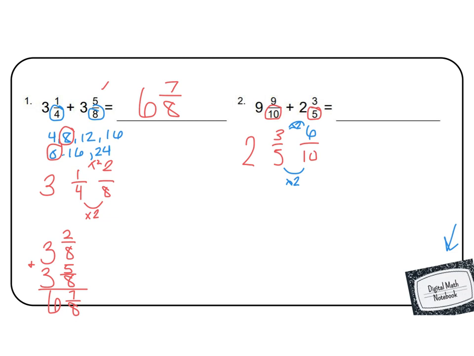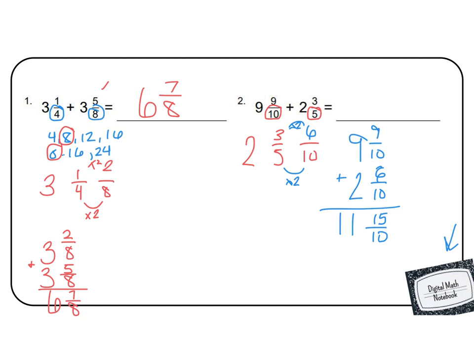So I'm going to rewrite this underneath itself. So I have 9 and 9/10 plus 2 and 6/10. And I'm going to start off by adding the fraction parts. So 9 plus 6 is 15/10, and that's improper, so we're going to have to fix it, but leave it alone for a moment. And 9 plus 2 is 11.